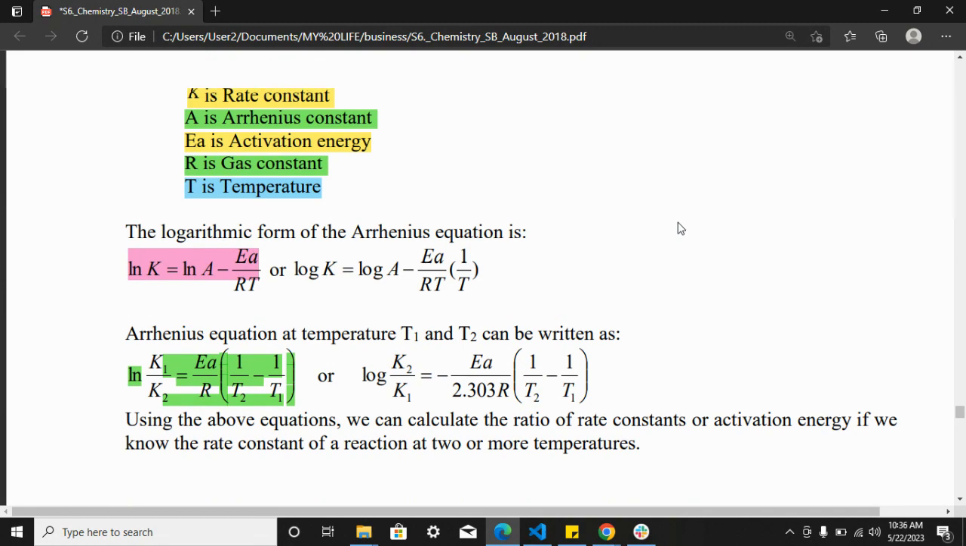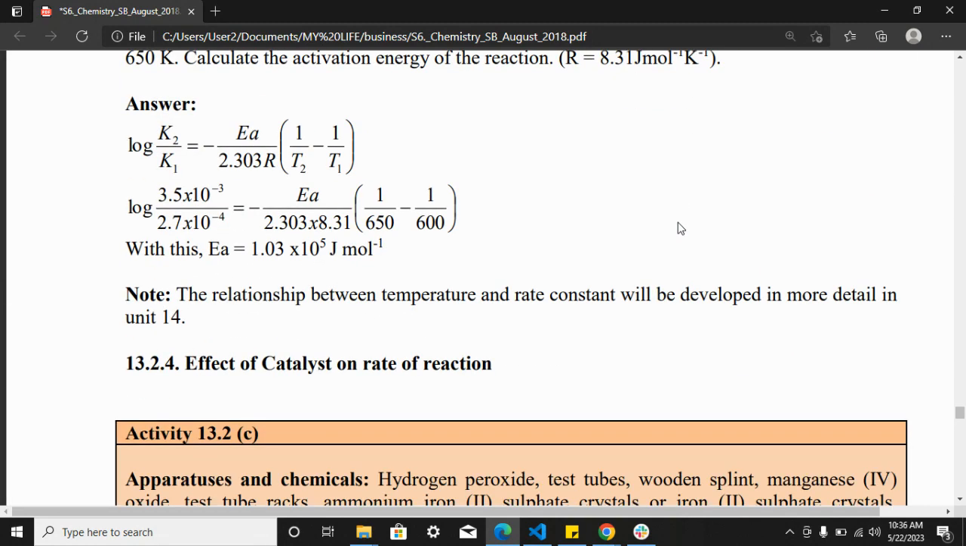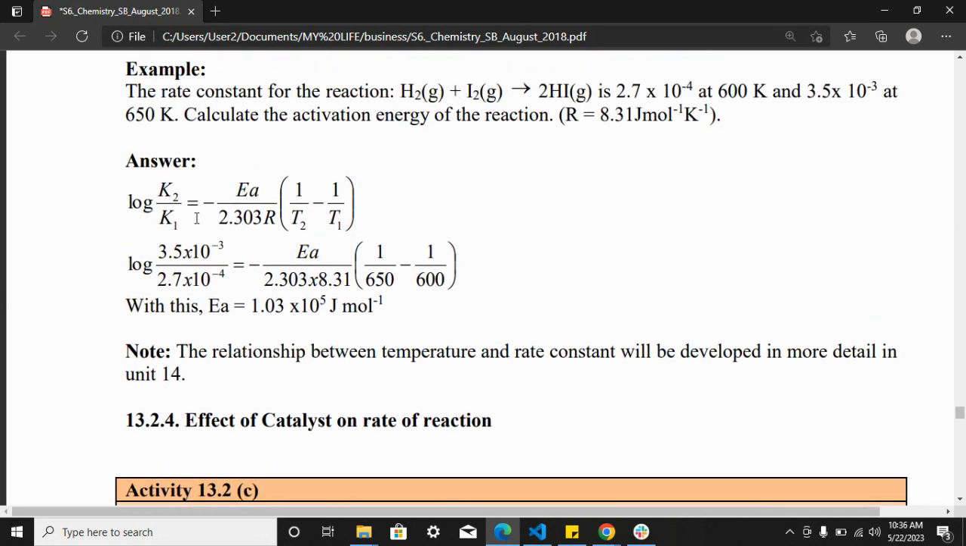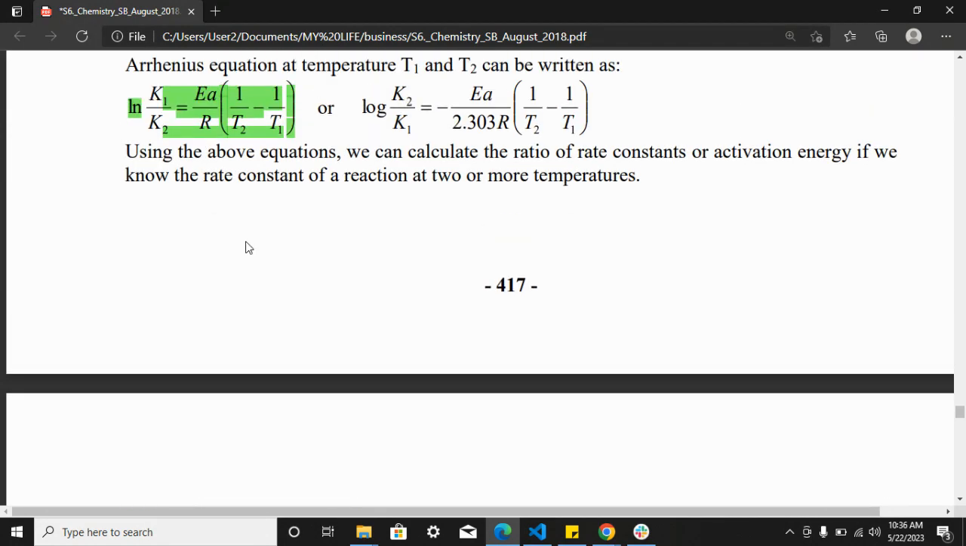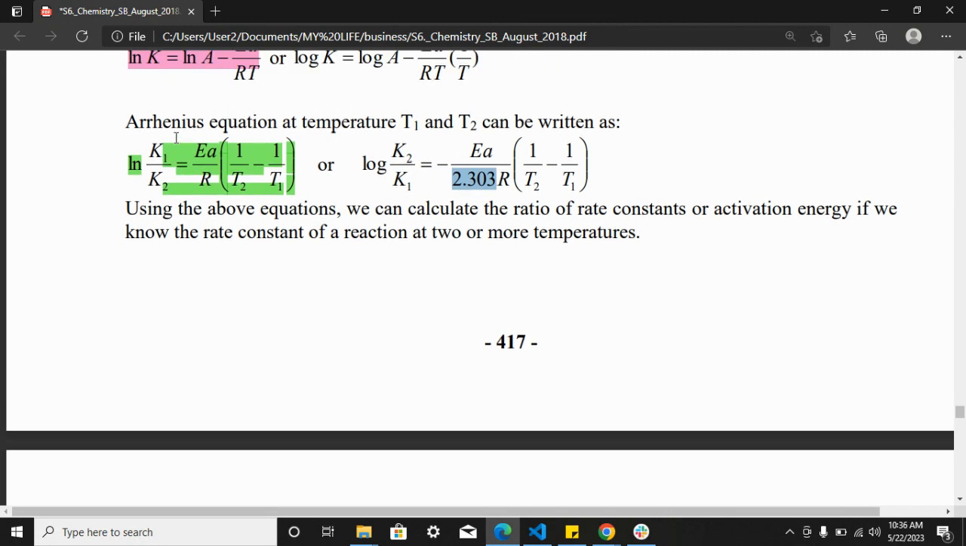As you can see, in the book they chose to use log, but for us it is better to use ln, because when we use log the number 2.303 appears, and I would have to remember it without proving it, which might be a challenge. So it's better you go for ln; they will both give the same answers, don't worry. So ln of k1/k2.